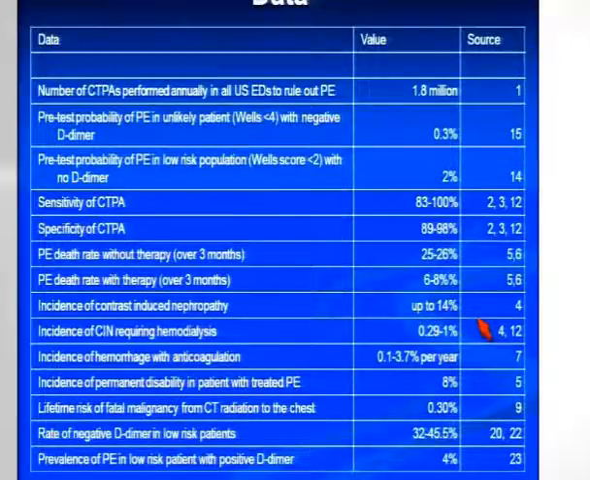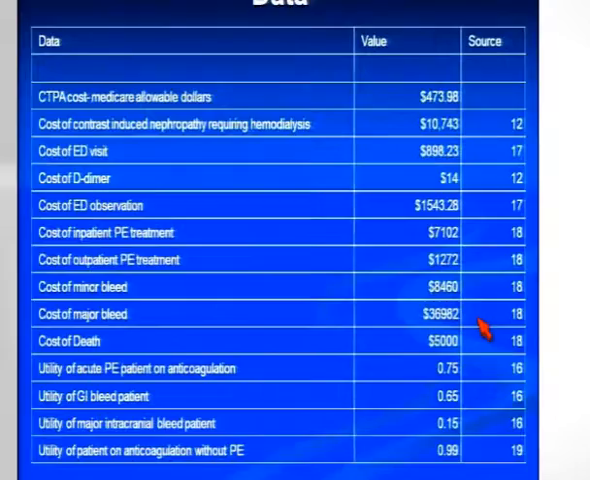So data was collected from the literature search to be plugged into our decision model. These included incidence of disease and complications, the sensitivity and specificity of the exams that are performed, and we looked at cost data for each of these strategies, and we also looked at the patient utilities, which are measures of patient outcome based on quality of life to plug into and analyze the data.